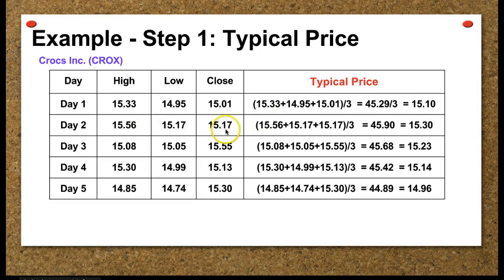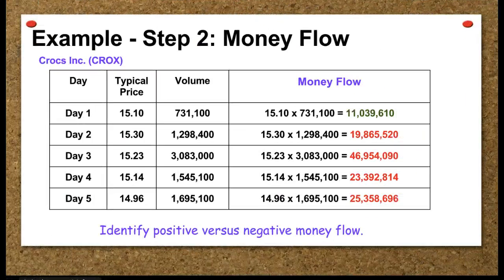All right, we've done this for each day. Let's move on to step 2. Now we're going to look at money flow. So here's our typical price from step 1. Now we need to look at the volume. Remember that our money flow is just our typical price times our volume. And that's what I've done here in step 2. If you keep it organized in a type of chart or graph, it's easy to get the steps correct.